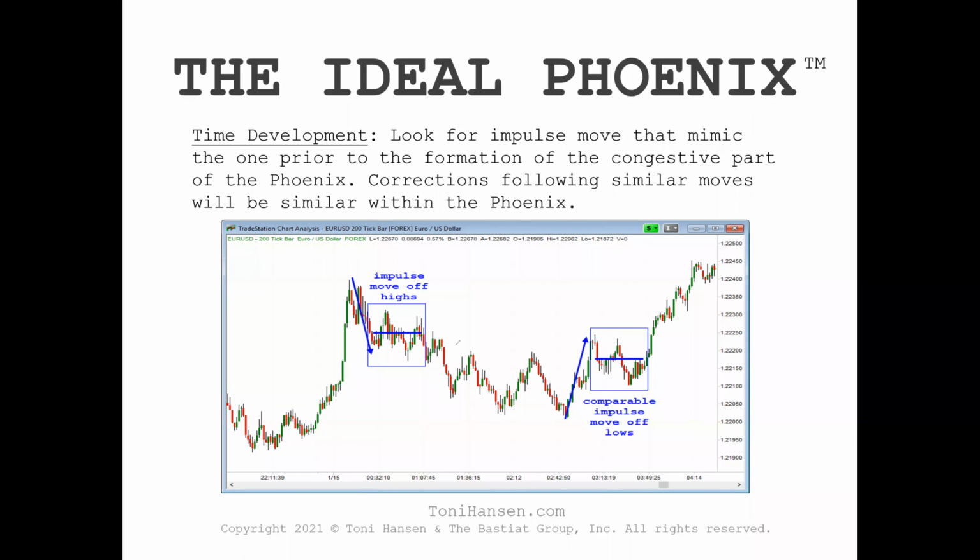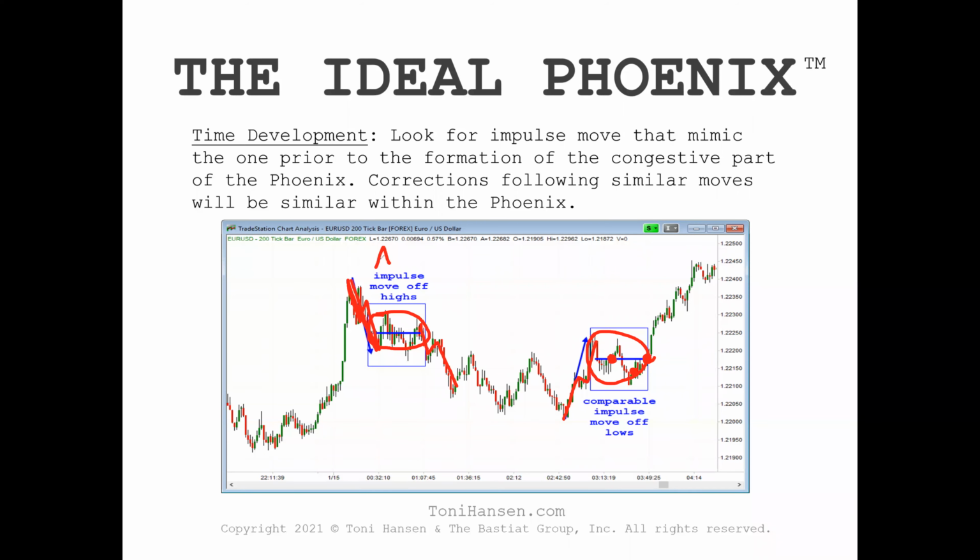So here's an example of where we're looking at comparable time development. So see our impulse move here off of the lows with the two-wave move. It's very similar in size and momentum to the two-wave move down over here. This is how long that move took to correct before it offered up a continuation. So looking for comparable time development can also tell you, hey, am I too early, or do I have great time development for that Phoenix to happen?